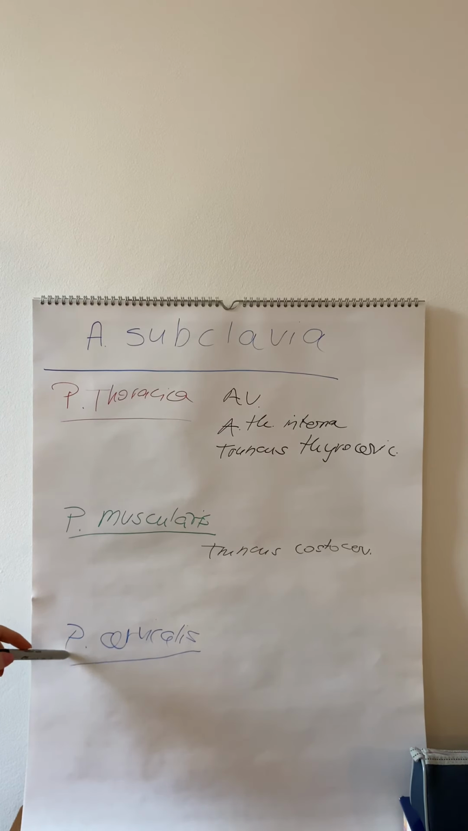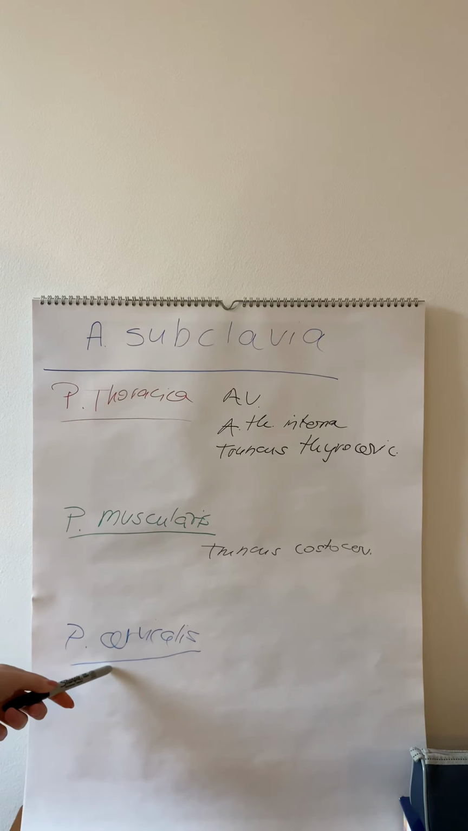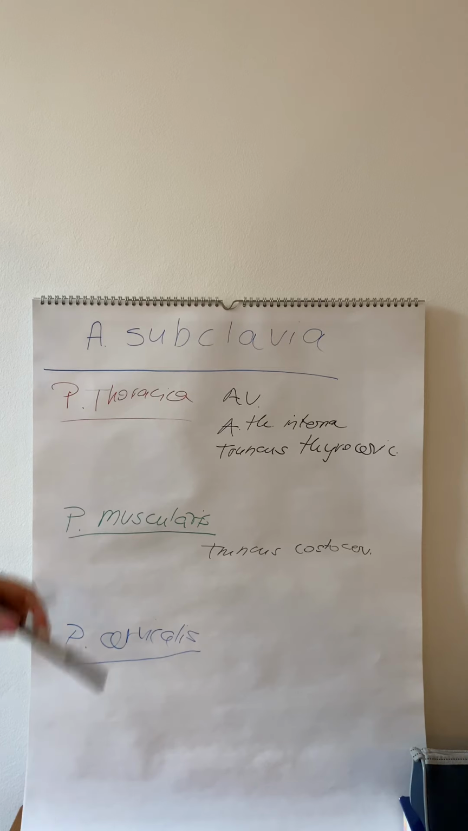Our last part would be the pars cervicalis. That has most of the time no branches, but it could be also the Arteria cervicalis transversa found here, which is usually found in the pars thoracica. That was a short video about the Arteria subclavia.